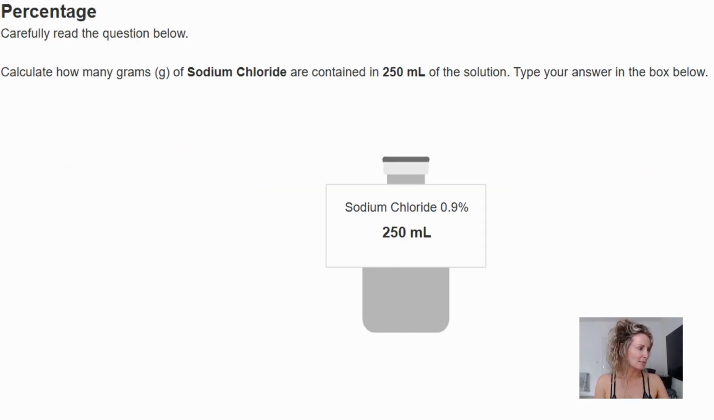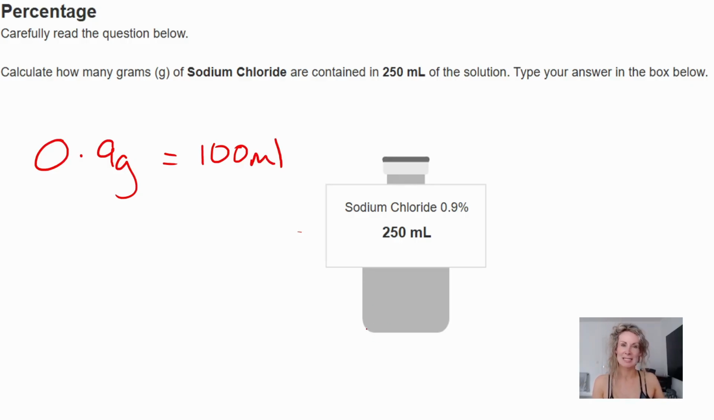Next, we would like to know how many grams of sodium chloride are contained within 250 mils. This solution is 0.9%, so I do the same thing again. 0.9 grams equals 100 mils. Once again, percent means per 100, so it's 0.9 grams equals 100 mils. So we would like to have 250 mils. So we're going to just do this in pieces. First of all, we'll find out what is in 200 mils. So 200 mils.